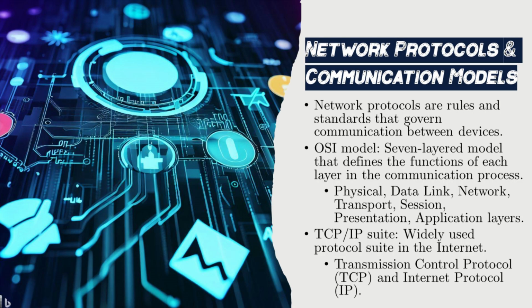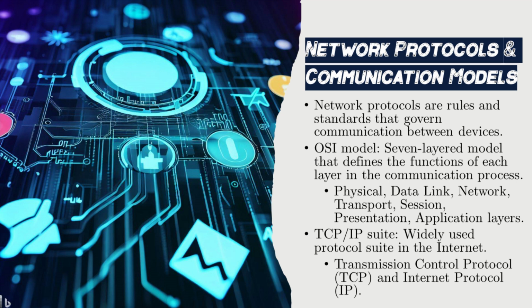Network protocols and communication models. In order for devices in a network to communicate effectively, they must adhere to specific rules and standards known as network protocols. Network protocols define how data is transmitted, formatted, addressed, and interpreted across the network. The OSI, Open Systems Interconnection, model is a widely accepted conceptual framework that defines the functions of each layer in the communication process. It consists of 7 layers: physical, data link, network, transport, session, presentation, and application.